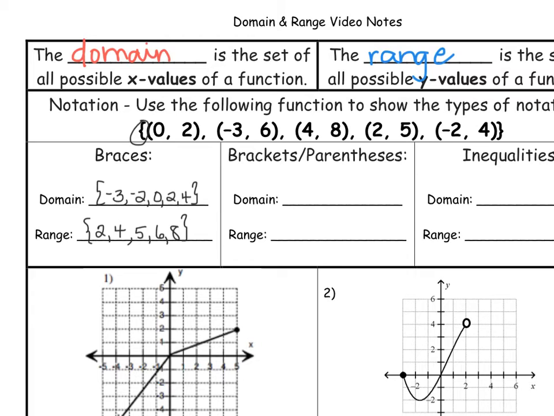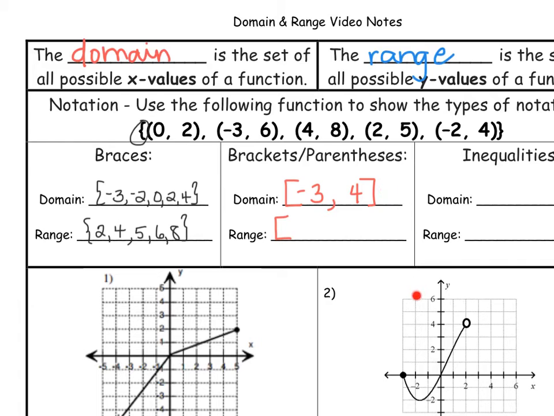Another way to show notation for domain and range is to use brackets. And brackets are just straight instead of being curved. It looks like the letter C. And so we could do the same thing, except when we use brackets, we just list the smallest number in the domain and the largest number in the domain. And that means we're including all the numbers between -3 and 4.